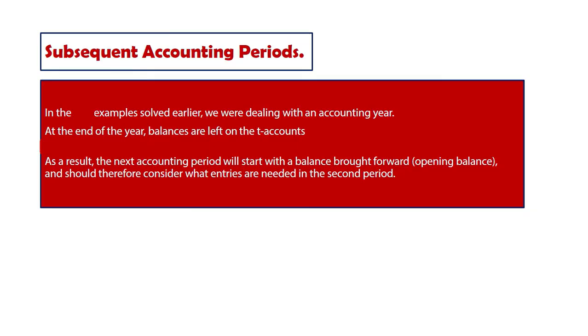Subsequent accounting period. In the examples that we have solved earlier, we were dealing with an accounting year. Now, at the end of the year, balances were left on the T account. As a result, the next accounting period will start with a balance brought forward, which is the opening balance, that is the closing balance in the previous year, and we should therefore consider what entries are needed in the second period.